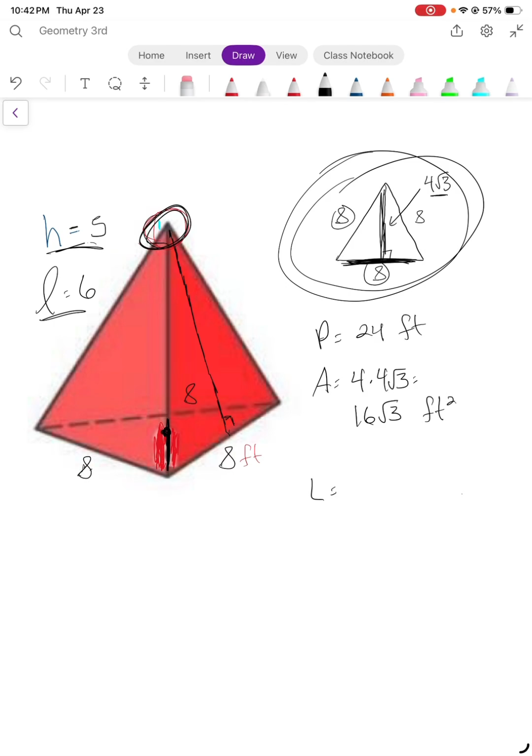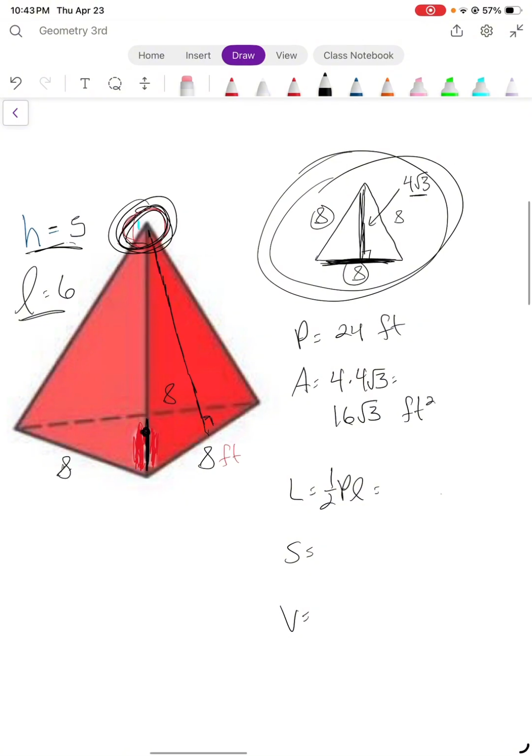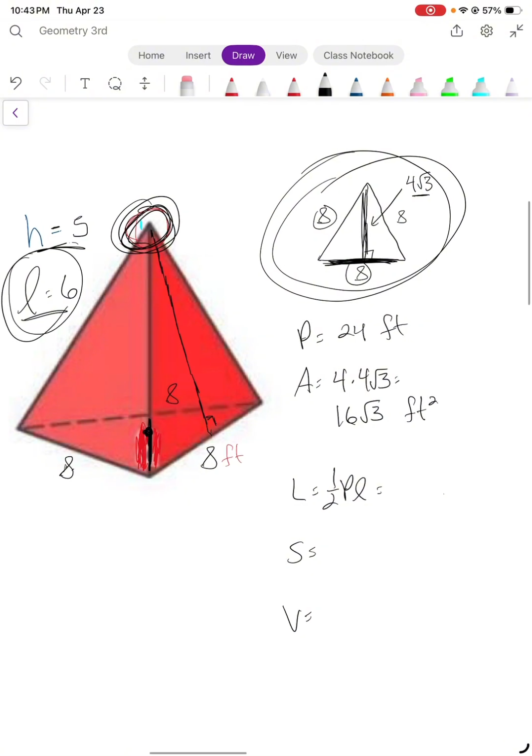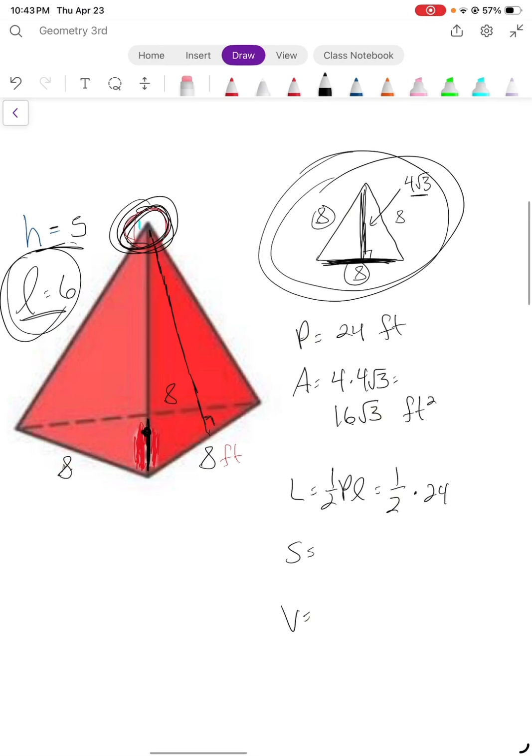Okay, next up, here's your formulas. Lateral area, surface area, volume. In order to find the lateral area, since it does come to a point, you have a new formula, 1/2 PL. 1/2 times the perimeter times the slant height. And again, the slant height is simply, I gave it to you over here instead of drawing it on the figure. So it's going to be 1/2 times the perimeter, which we found to be 24, times the slant height, which I said was 6. Half of 24 times 6 gives you a total of 72, and that's in square feet because it's area.